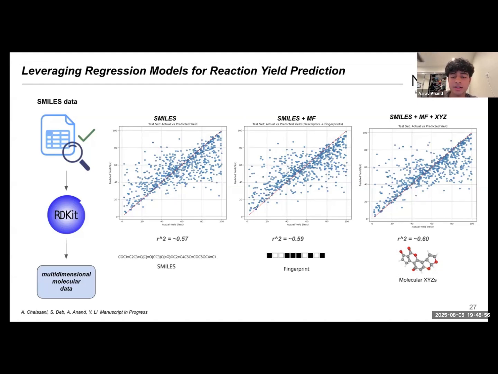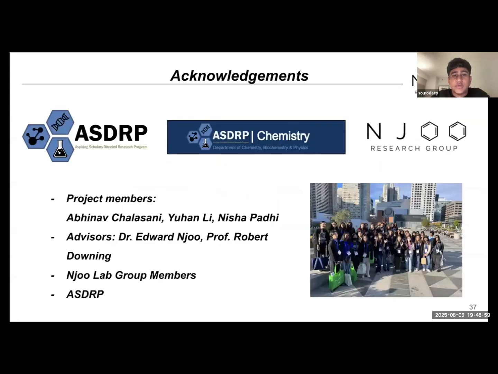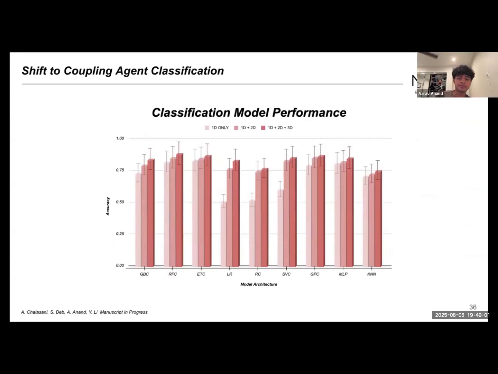Sardeep, can you go to the last slide? Sure. Yeah, go ahead, Sardeep. So for the classification models, the models actually performed way better, and this is because adding more dimensionality reveals more patterns in the data, and when models can grasp these patterns, they can essentially learn what coupling agent would be the best. So you're basically giving it better training, so it'll perform better. Thank you so much. That helped clear it up a little bit more. Thank you. Okay, any other questions?